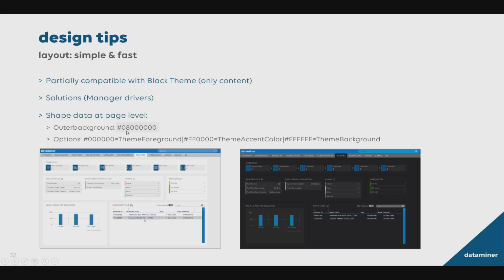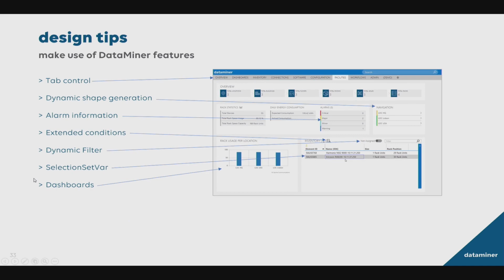So the first two numbers are the transparency, and then you have the RGB, also with the same option that you used previously. This is mostly used for manager drivers, like for example in solutions. This is an example of IDP that we're working about.